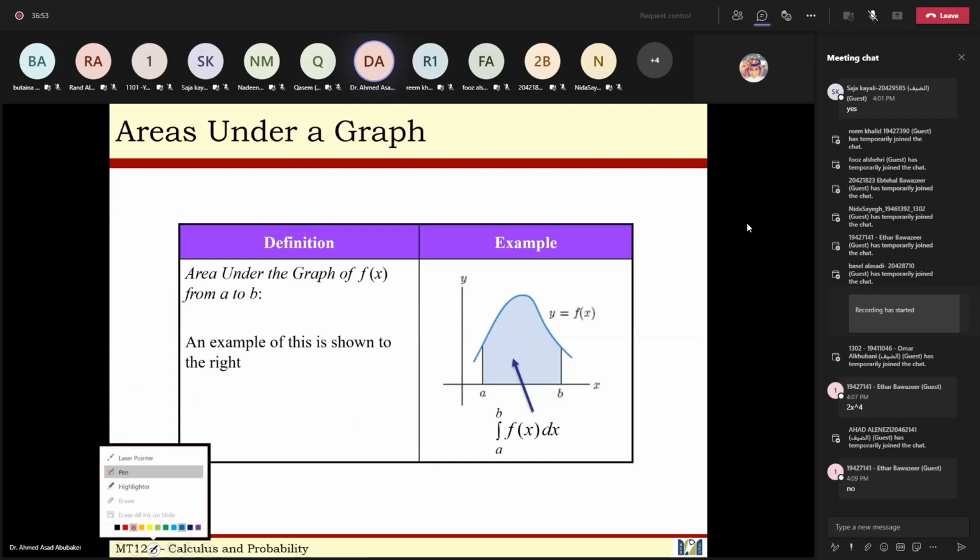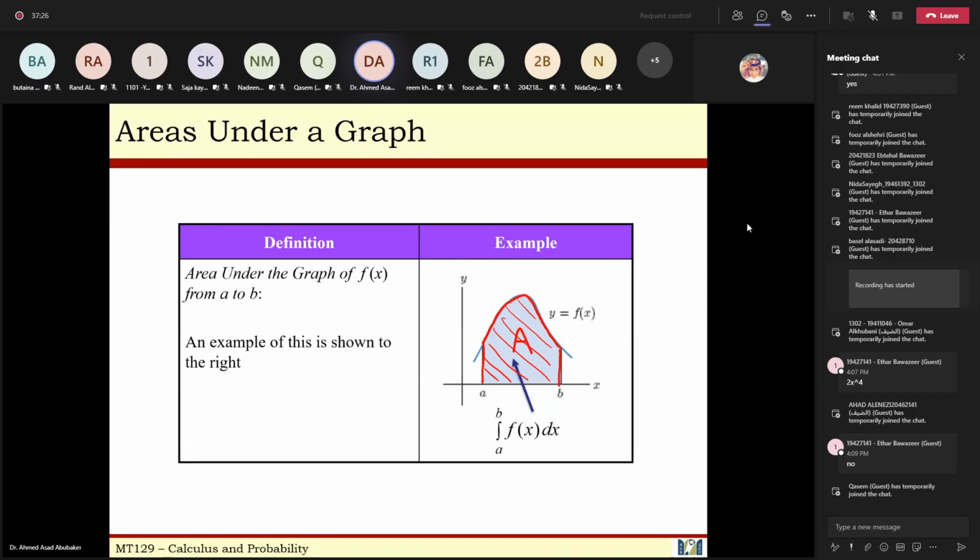Look at this curve, we have curve f of x, and from A to B. So we have this one. If we need to find the area of this region that is determined from A to B and the x-axis and the curve of f of x, closed region, this is equal to the integral from A to B of f of x dx.